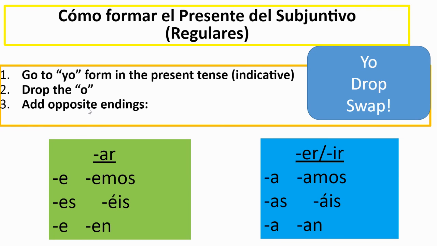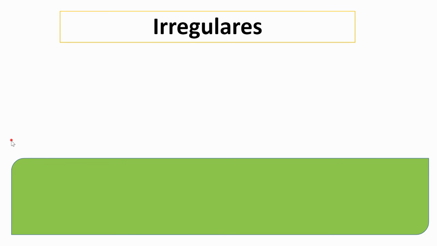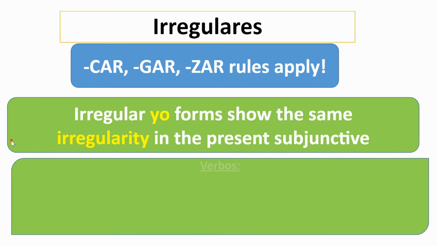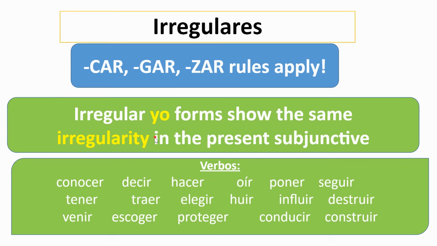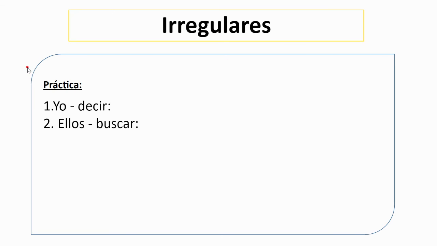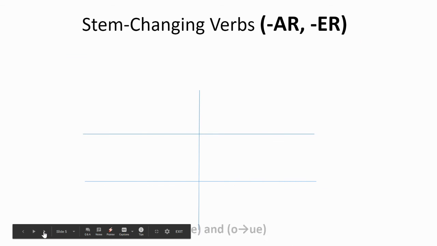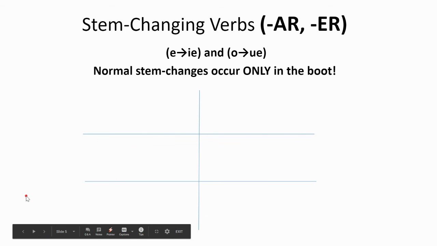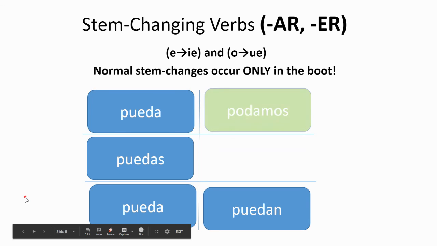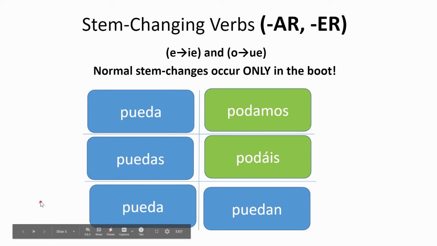Make sure you swap to the opposite endings. We've got some irregulars. Car, gar, zar verbs will always have their spelling change in all forms. Irregular yo verbs will also have it here because yo is the first step in every conjugation. Stem changers, AR and ER, are going to have changes inside the boot, but not outside the boot. No stem change outside for AR and ER.